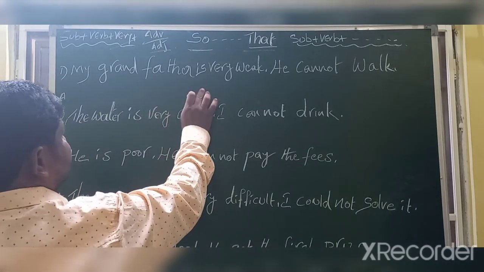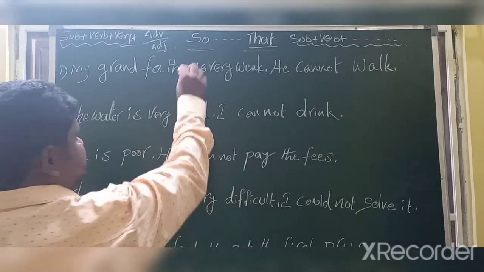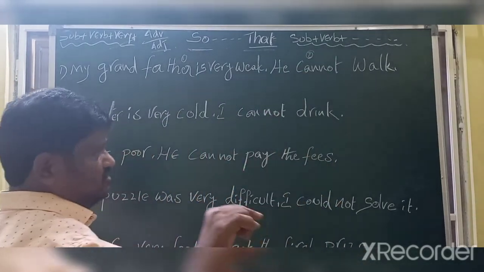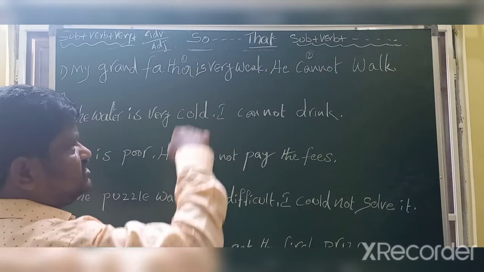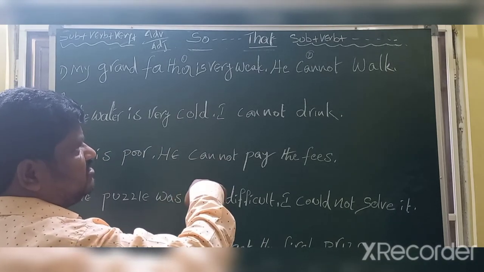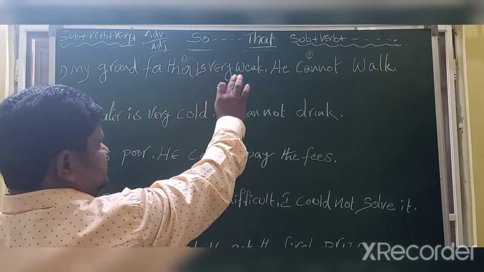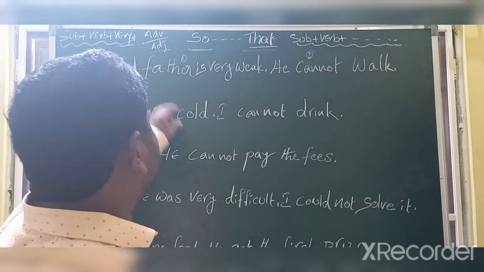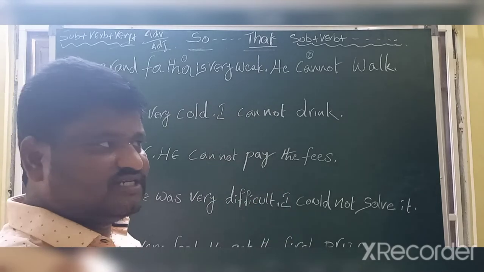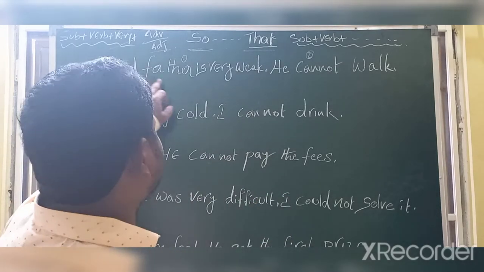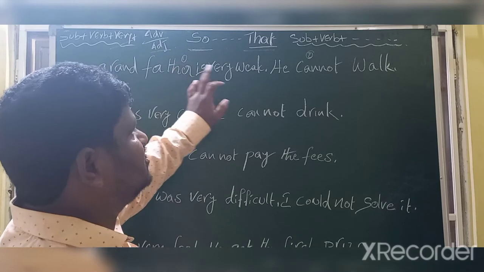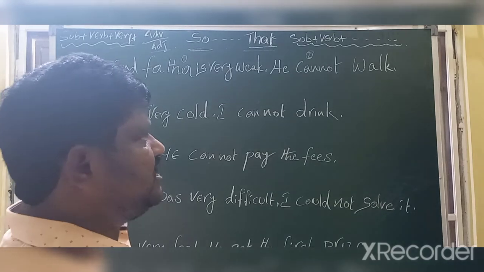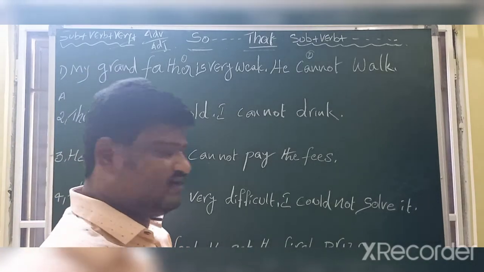Here, in the sentence, we have two sentences. This is the first sentence and this is the second sentence. That's why I'm telling you in this video from the beginning of this topic: the so dash that topic talks about cause and effect. The cause is the reason, and the effect is what we call the result. My grandfather is very weak, so this is the cause; he cannot walk, that is the result. So here in the sentence we have the cause and the effect.